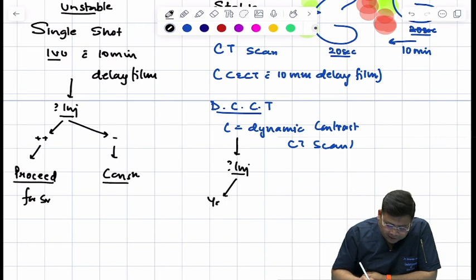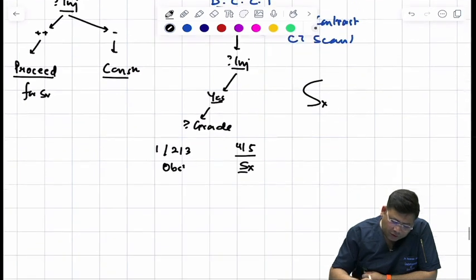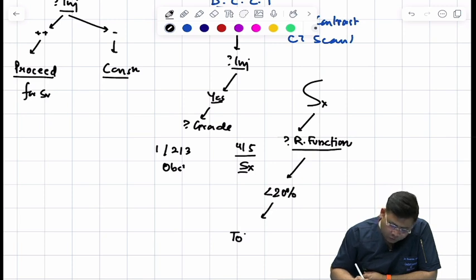And on DCCT, yes students, you will check whether or not there is injury. If yes, there is injury, then you need to understand what is the grade of that injury, because if it is grade 1, grade 2, grade 3, then observation is the call. If it is grade 4 and 5, then surgery is the call. When you talk about what surgery we are going for, then that depends upon what level of kidney has been left over. So renal function will be decided according to that. If it is 20% functional kidney, you will have to go for total nephrectomy.